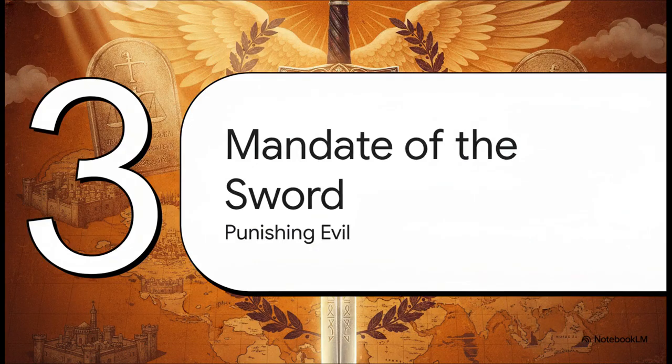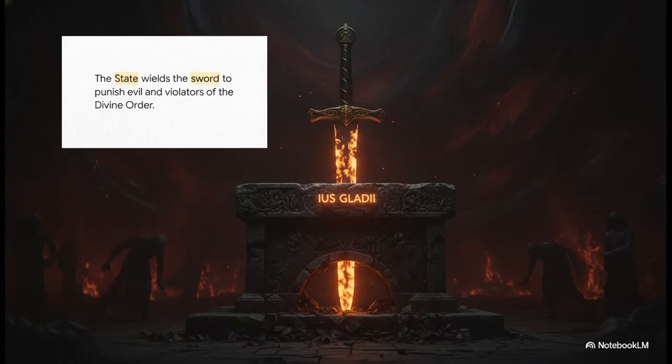That brings us to section 3, the mandate of the sword. In this framework, the state acts as God's agent, authorized to wield the sword to punish evil. And the text uses a very specific modern example to illustrate this. It argues that when a regime or entity, and it explicitly names Hamas here, commits mass premeditated slaughter, they aren't just viewed as political actors navigating a conflict. No. According to the document, they become violators of the divine order, which triggers the state's duty to respond with the sword.